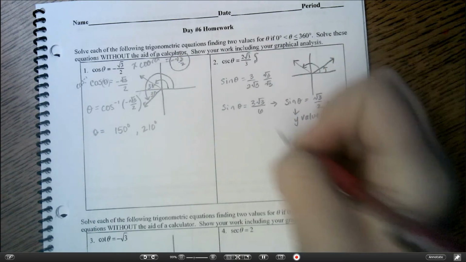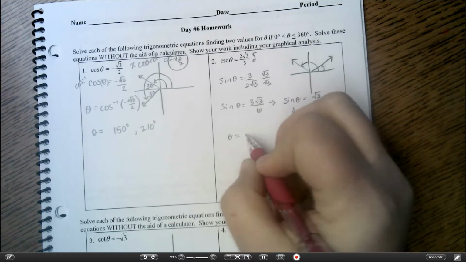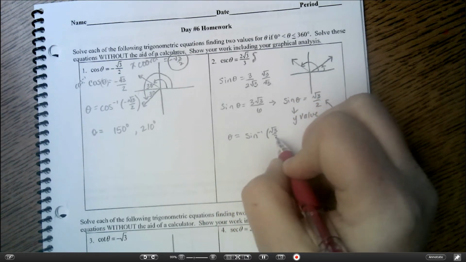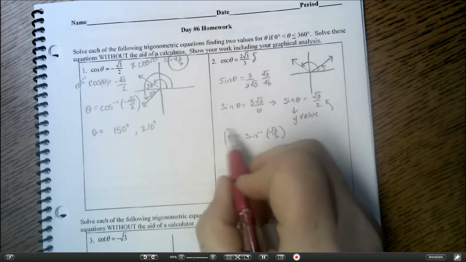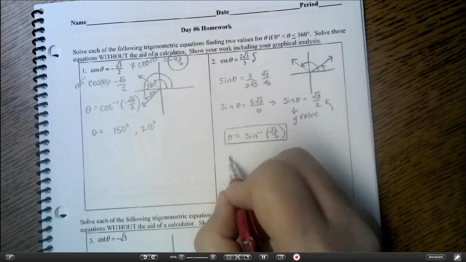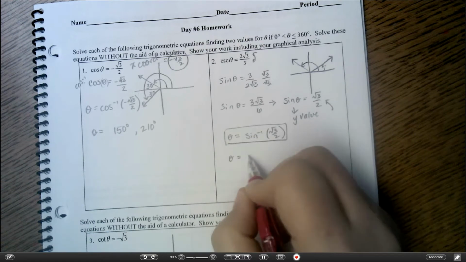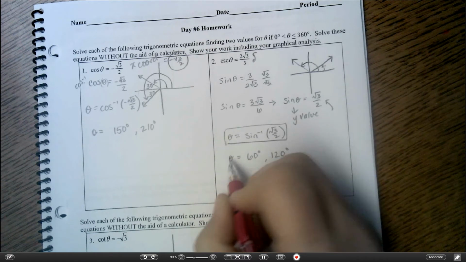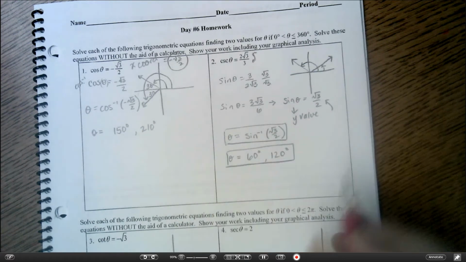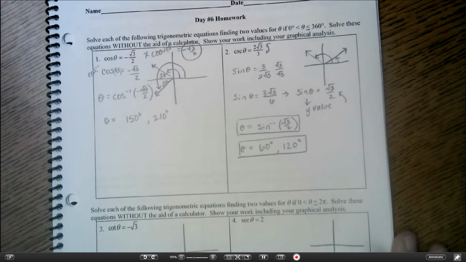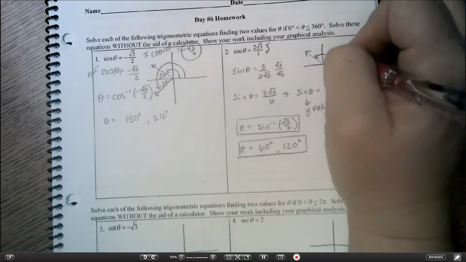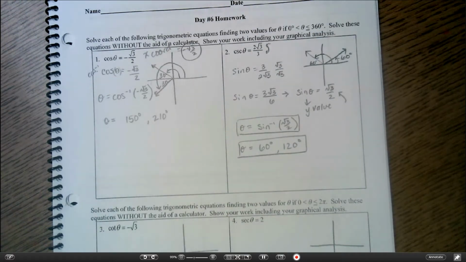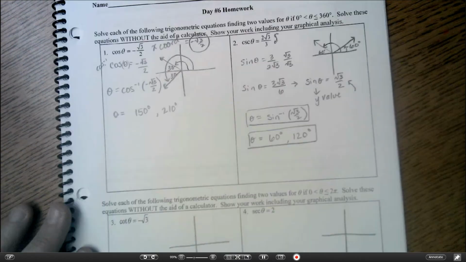Rad 3 over 2. So what we need to do to solve for theta is to take sine inverse of rad 3 over 2. So I need to be able to find this, and we can tell that theta is 60 degrees and 120 degrees. Again, look at your unit circle. All right, make sure you put your reference angle. This is 60 degrees, and this is 60 degrees. So that way we are drawing the angles correctly.